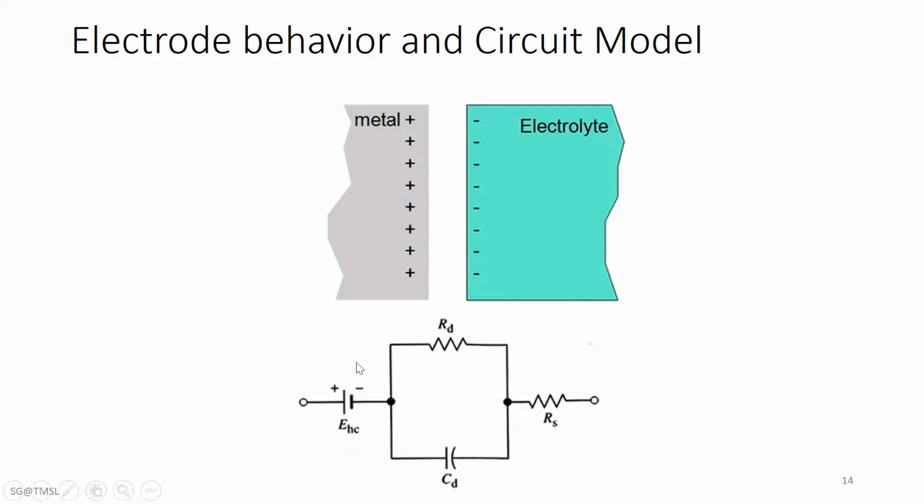So basically that is the electrode impedance, this resistance, and this RD and CD. It is the impedance of that electrode, and that is the series resistance of this electrolyte solution. And this is the half cell potential, that is the voltage which is generated.